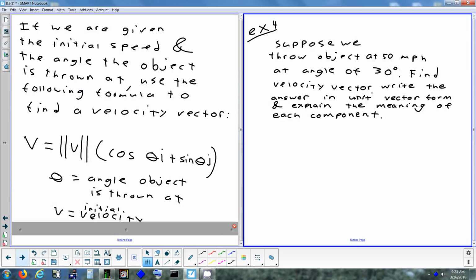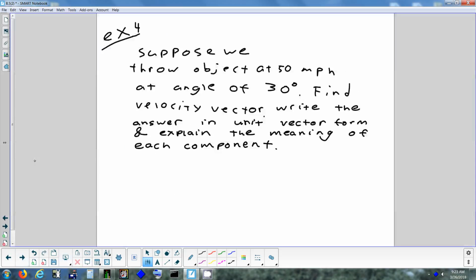So here's our problem. Basically, you're throwing an object at 50 miles per hour at an angle of 30 degrees. Find the velocity vector. And then after you write that, I want you to explain to me what it means. Like if you can try to connect it to real life, what does the number in front of i mean once we figure it out? What does the number in front of j mean once we figure that out?